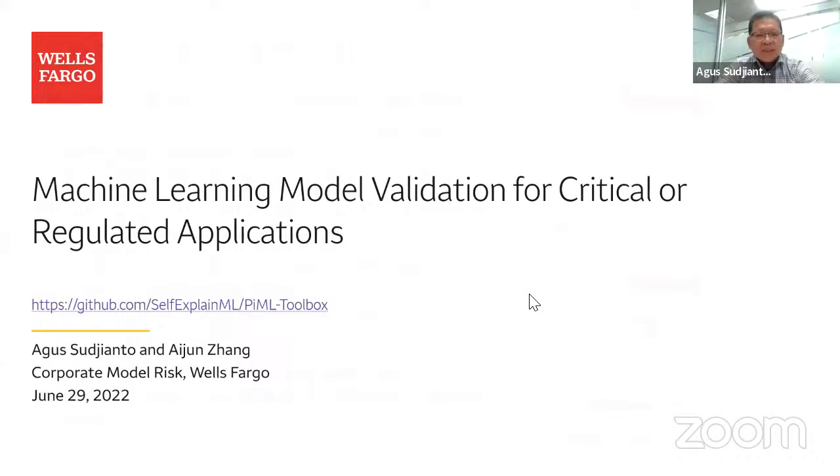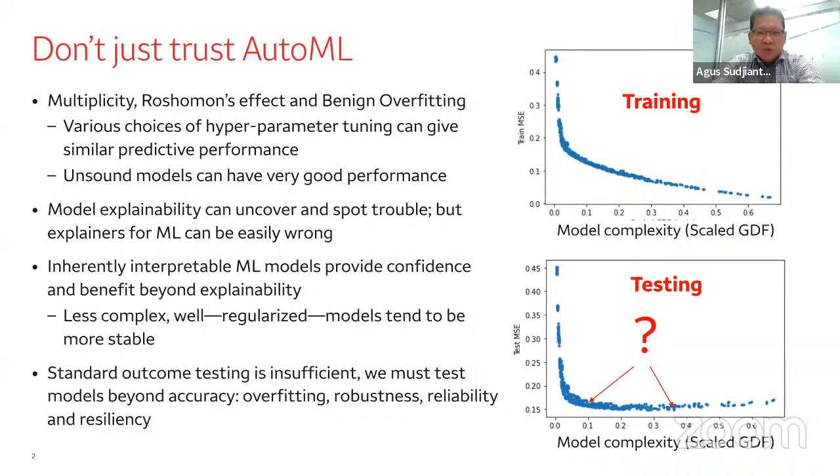Okay. Here, I would like to say a few words in terms of AutoML, because everybody talks about AutoML everywhere. It's very popular. But I would like to say this, and this is going to be the theme of the presentation and the theme of the software inside PiML: don't just trust your AutoML. In machine learning, we have what we call multiplicity or the Rashomon effect, and benign overfitting. You can have multiple models whose performance is almost the same, but they are completely different models.